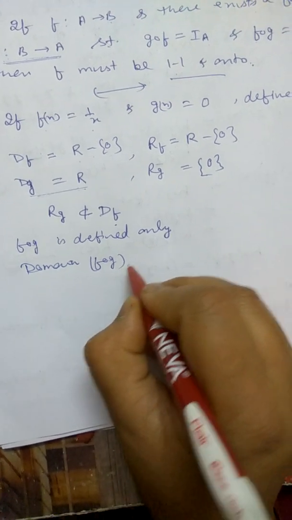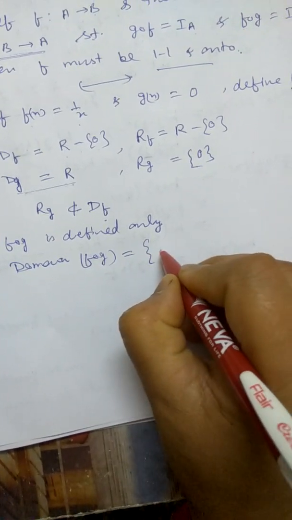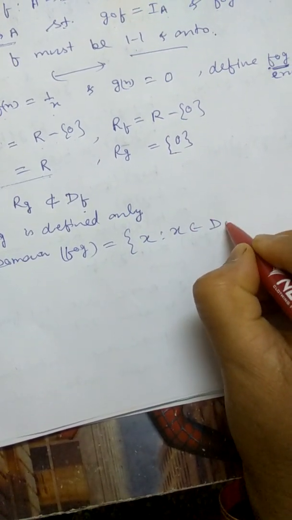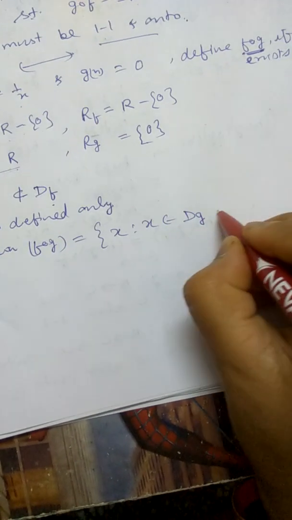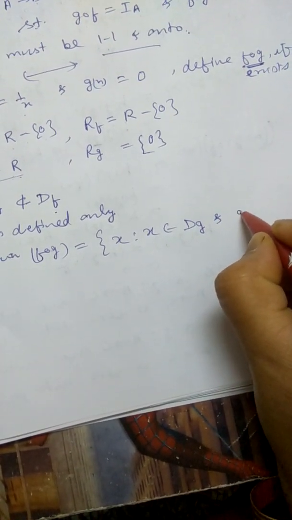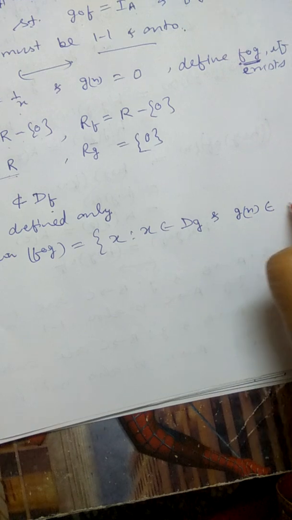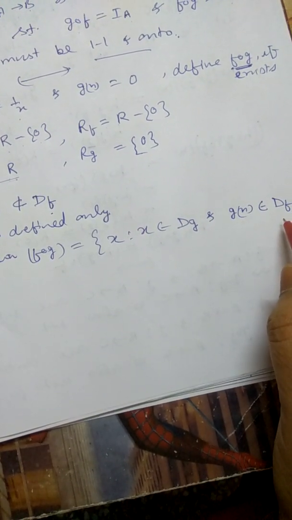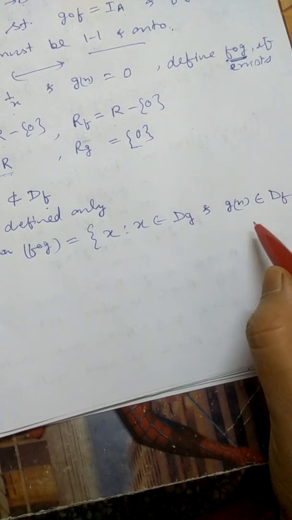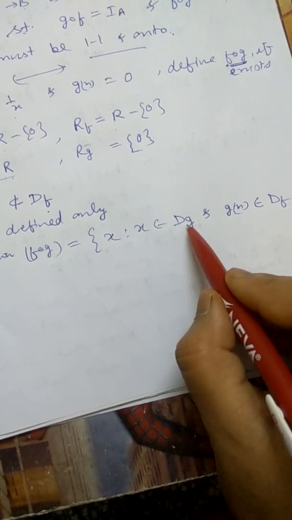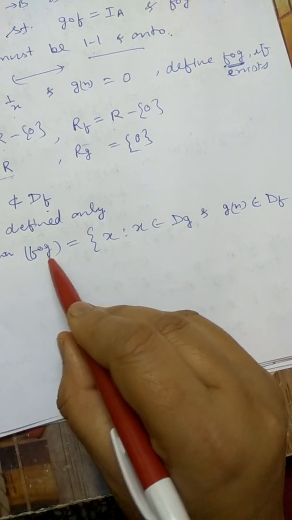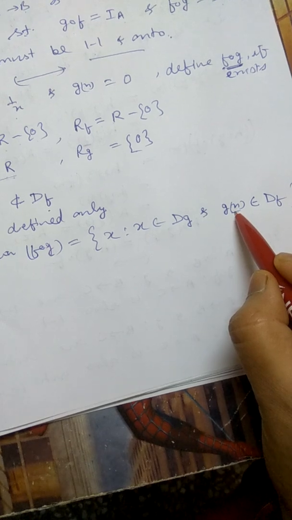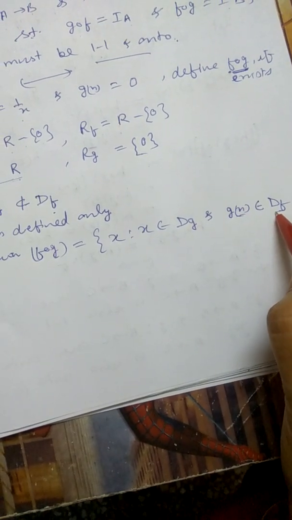The domain of f∘g is equal to {x such that x belongs to the domain of g and g(x) belongs to the domain of f}. Then only will f∘g be possible, when the range of g, that is, g(x), is in the domain of f.